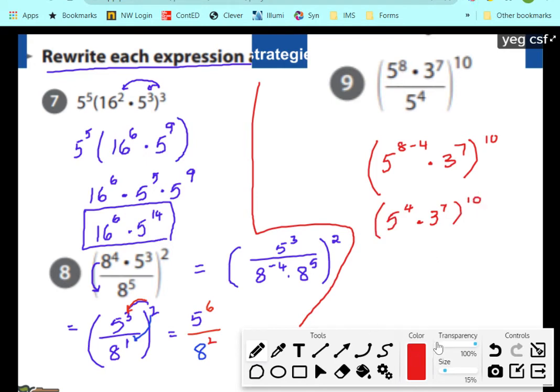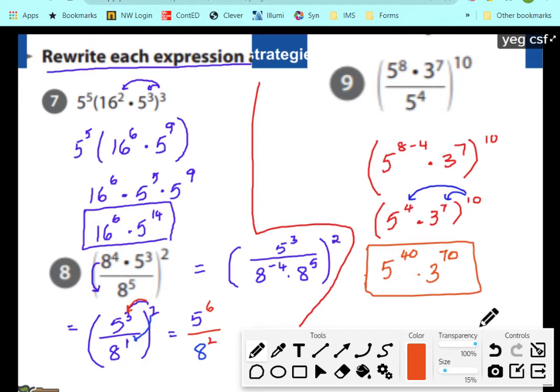Now I can distribute them. 10 to the this, multiply them. When you multiply it, you get the same thing. 5 to the 4 times 10 is 40. 3 times 7 is 7 times 10 is 70. I don't see any bases the same. That's good. Done with that.